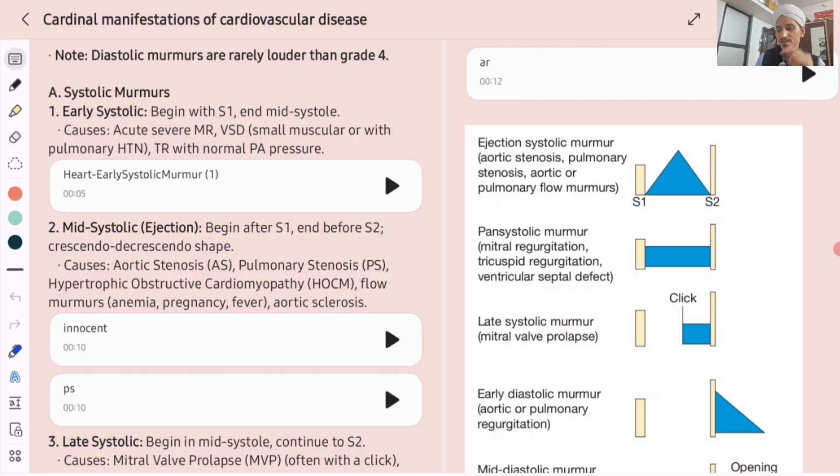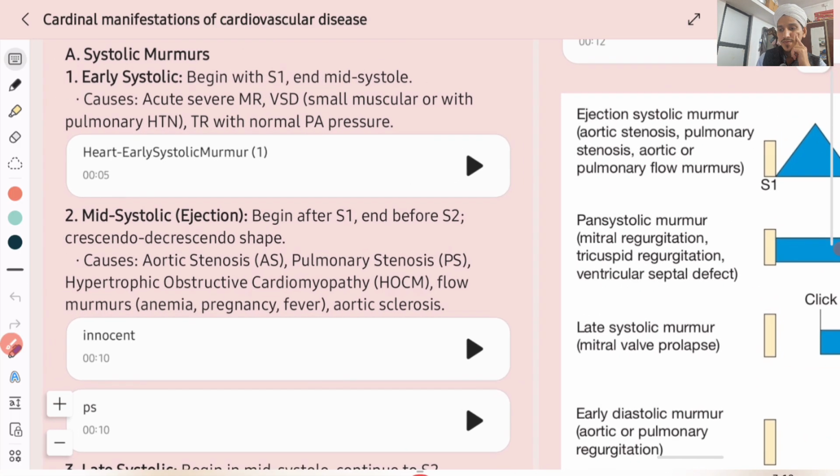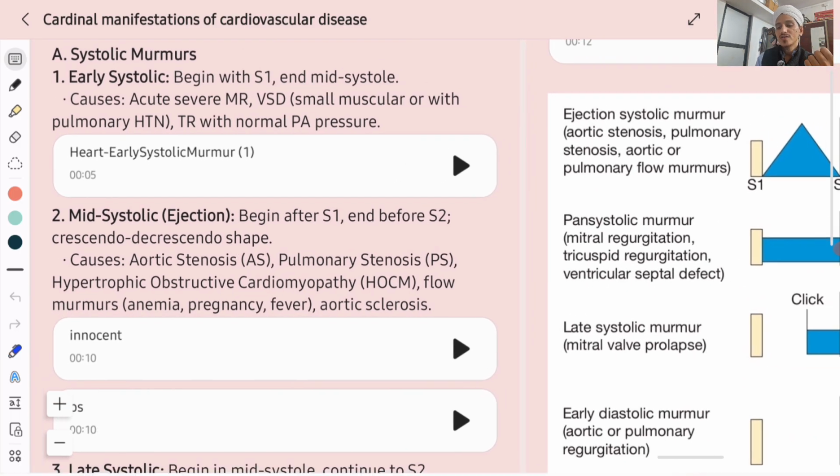Now, coming to the systolic murmurs. We will divide like this: systolic murmurs, diastolic murmurs, and continuous murmurs. Systolic murmur can be early systolic, mid systolic, late systolic, and holosystolic. Diastolic murmur can be early diastolic, mid diastolic, and then there is continuous murmur and to and fro murmur. Basically three: systolic, diastolic, and continuous murmur.